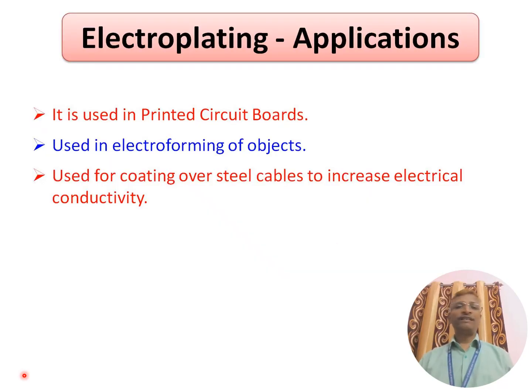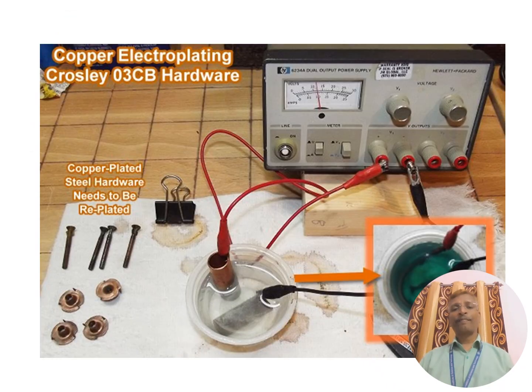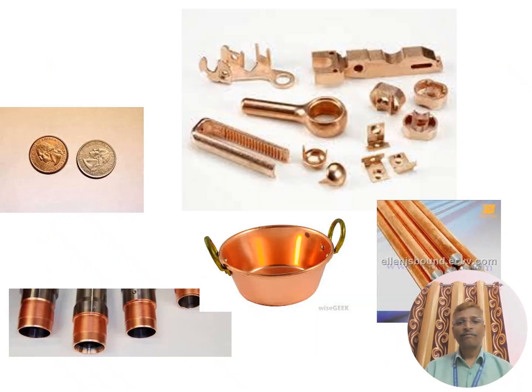Okay, so the main application of electroplating is PCB, that is a printed circuit board. It is also used for coating over steel cable to increase the electrical conductivity. And the coating is explained in a schematic way: copper plated steel, and these are all some of the objects coated with copper.